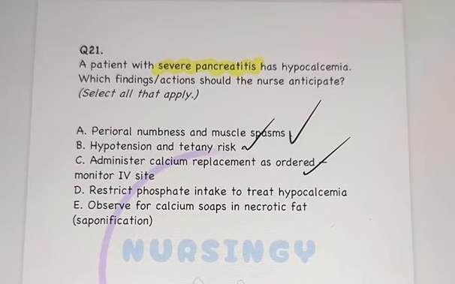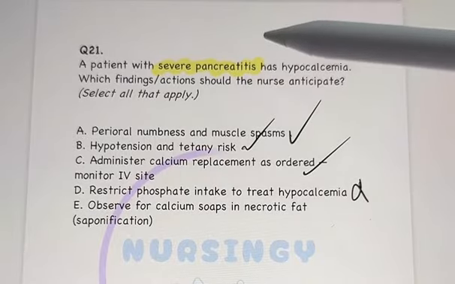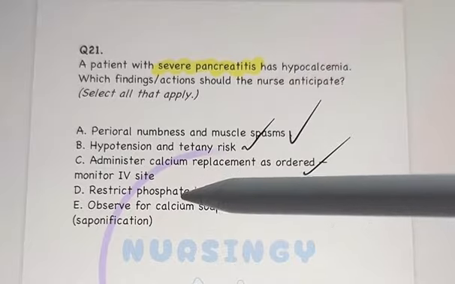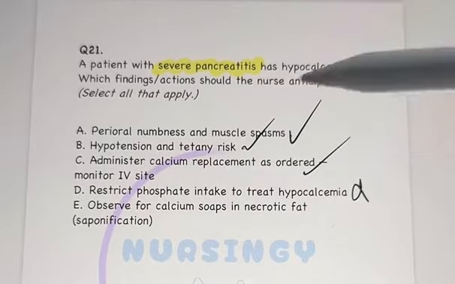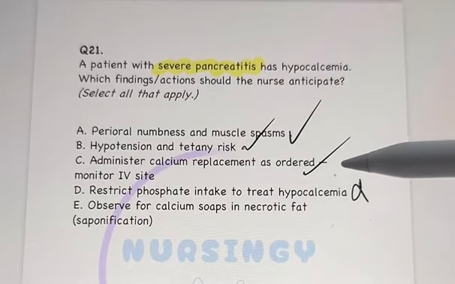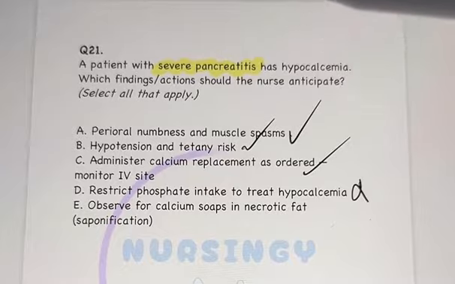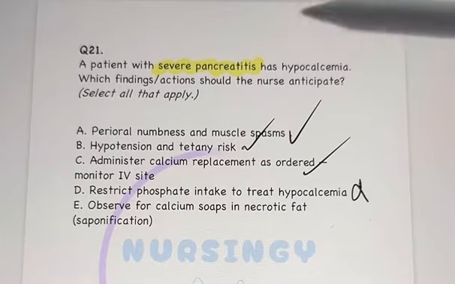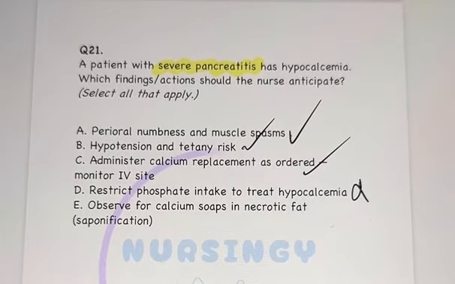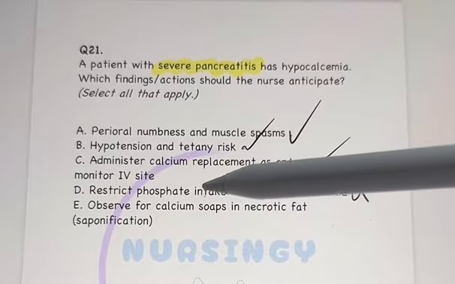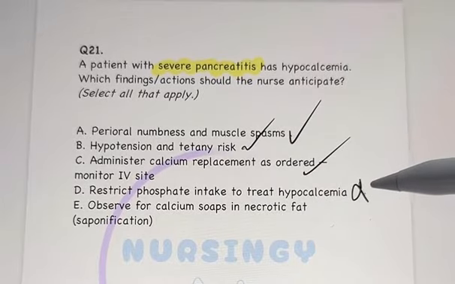Florical, you are confused now, what happened? Please tell me, I will let you know. We always treat the main trigger, we don't treat the other one. If you keep restricting the phosphate to treat the hypocalcemia, but you don't worry about the pancreatitis, then you are going to have hypophosphatemia and hypocalcemia together.